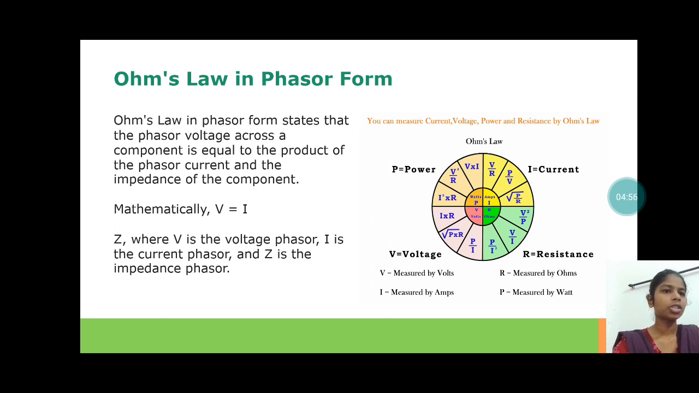This shows Ohm's law. V is voltage, measured in volts. I is current, measured in amperes. R is resistance, measured in ohms. P means power, measured in watts. We can measure current, voltage, power and resistance by Ohm's law.